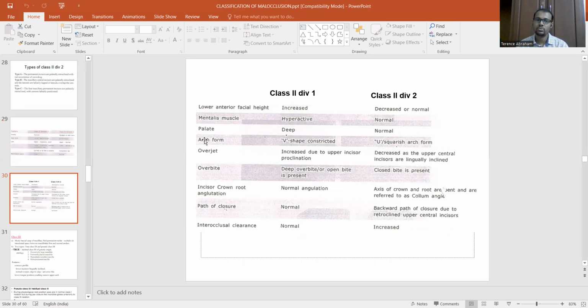But in class 2 division 2, facial height is almost normal. There are no muscular abnormalities. Arch is U-shaped or square shaped. Overjet is decreased because of backward path of closure. There is a closed bite, complete deep bite. There is an angulation between crown and root of the upper centrals, which is called collum angle. As I told before, there is backward path of closure due to the retroclined upper central incisors, and there is an increased curve. As a result, there is an increased interocclusal clearance or freeway space.